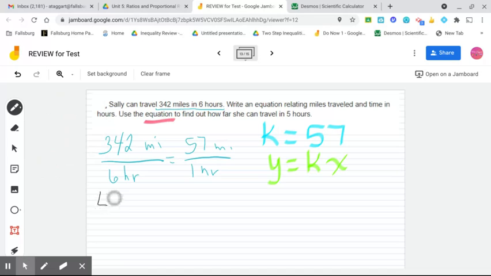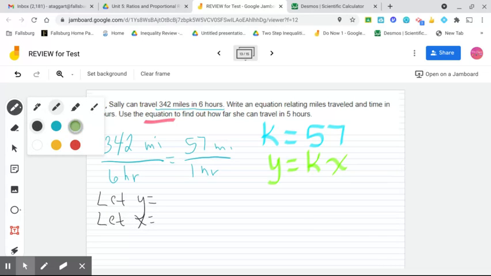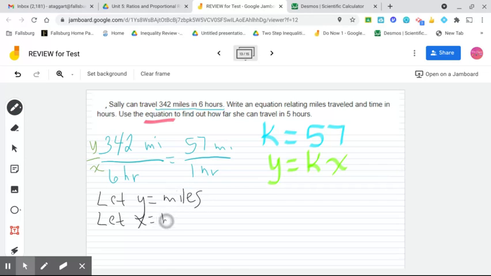Now we want to write our let statements. y and x have to be equal to something, right? But remember, from our unit rate, it's always y over x. So the units that go with y is miles, and the units that go with x are hours. So this will help us when it comes time to plug in the information to actually answer the problem. So since we have our unit rate, we know we have y equals kx.